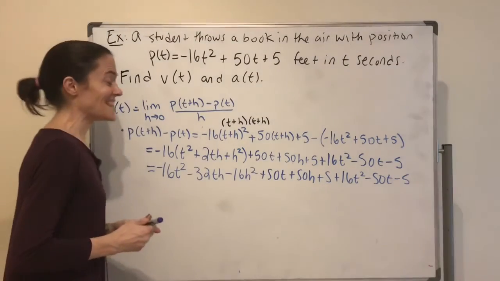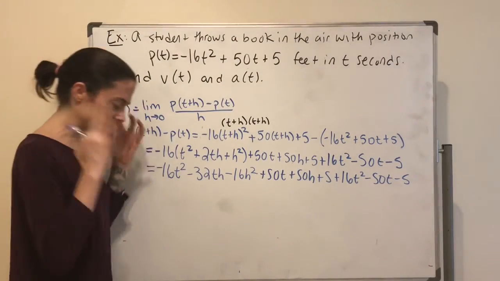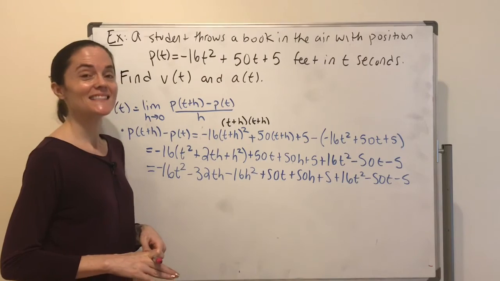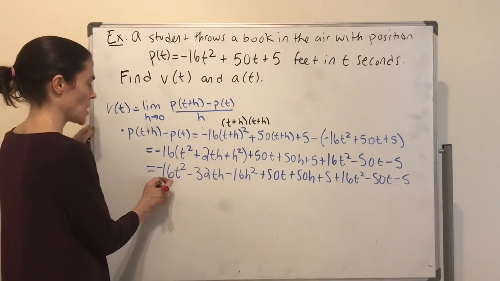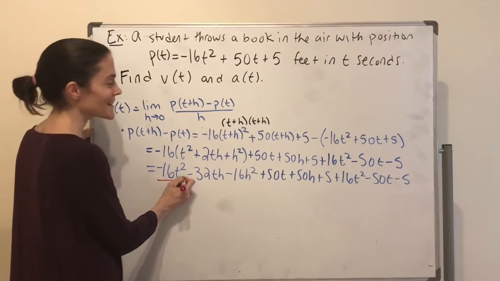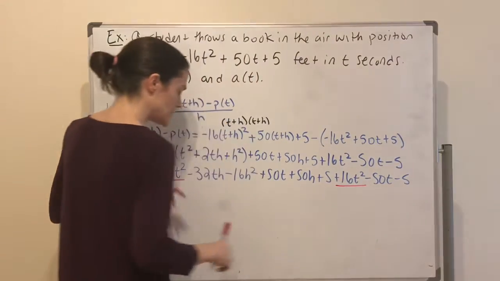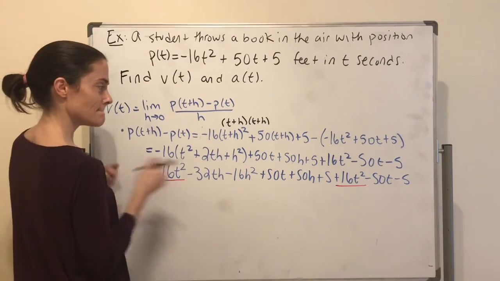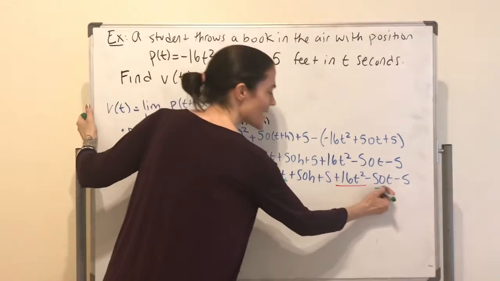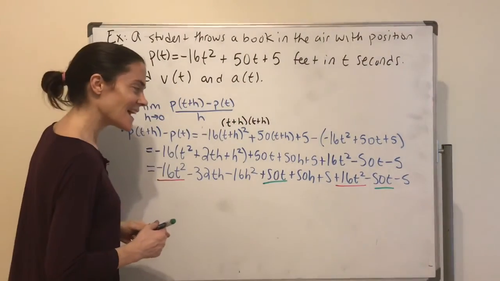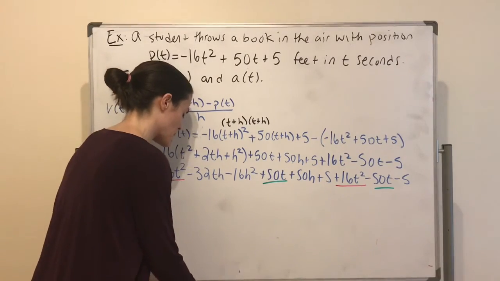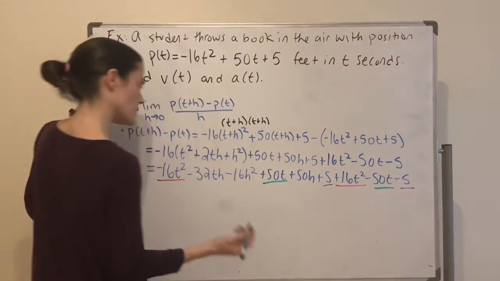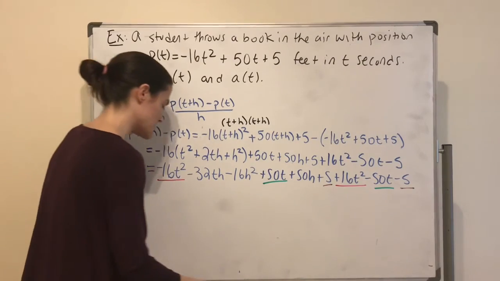Oh goodness, this looks almost intimidating until we start realizing that some terms add to 0. So let's mark those now. We have minus 16t squared. We have plus 16t squared. Wonderful. What else? We have plus 50t. We have minus 50t. Okay? And it looks like there's one more. We have plus 5. We have minus 5.